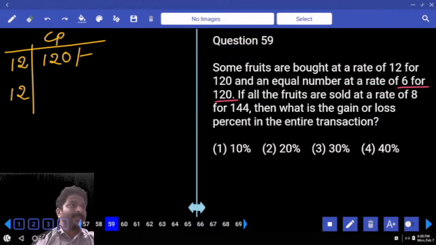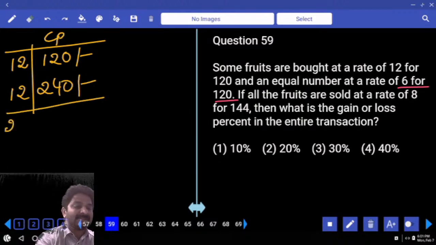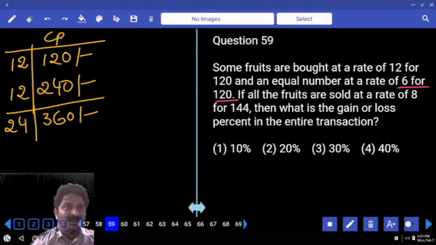That means each fruit costs 20 rupees. So for 12 fruits we have to pay 12 into 20, that is equal to 240 rupees. Is this clear? So total how many fruits are there with us now? 24, and whose cost price is equal to 360. Is this clear so far?